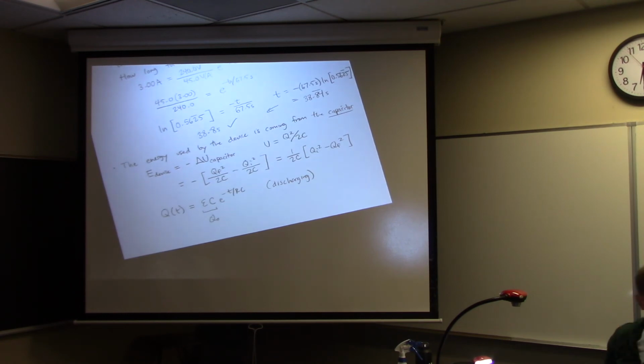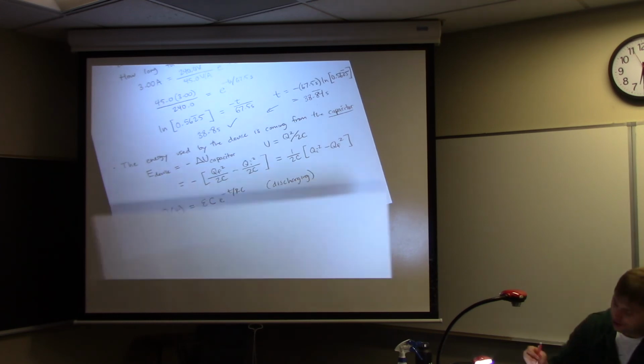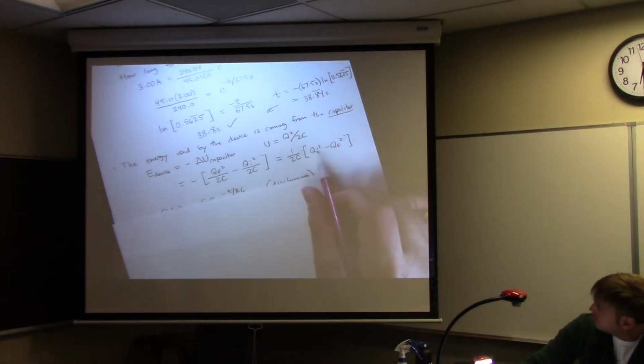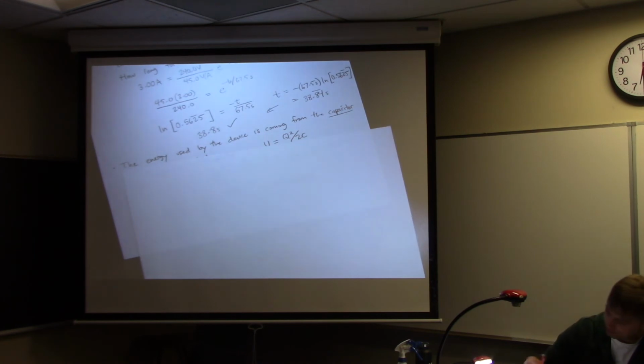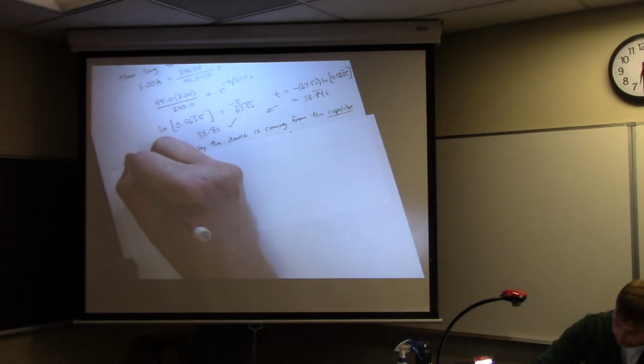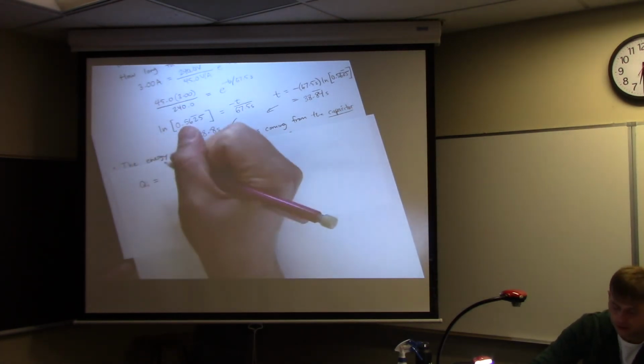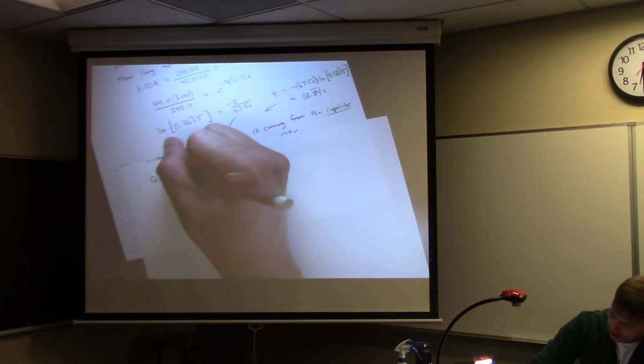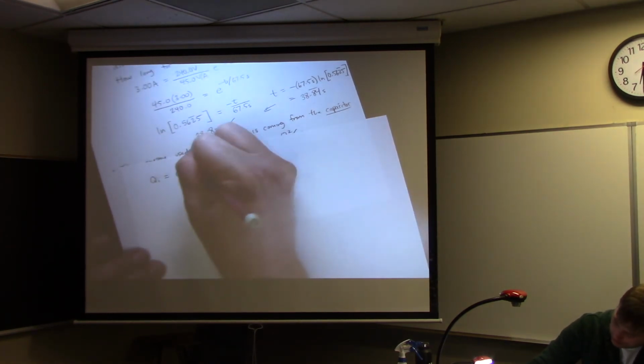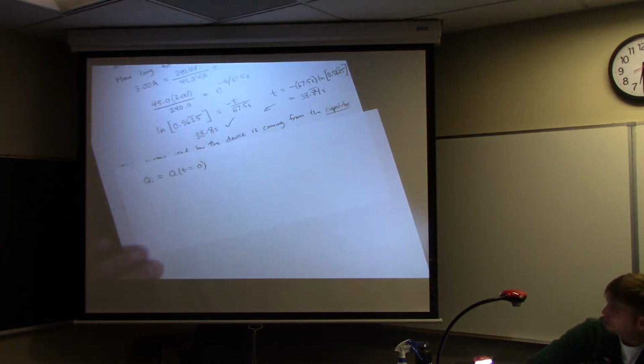All right, so here's what we do next. We calculate our initial and final Q values. So Q initial, what's that equal to? Well, that would be the charge on our capacitor at t equals 0.